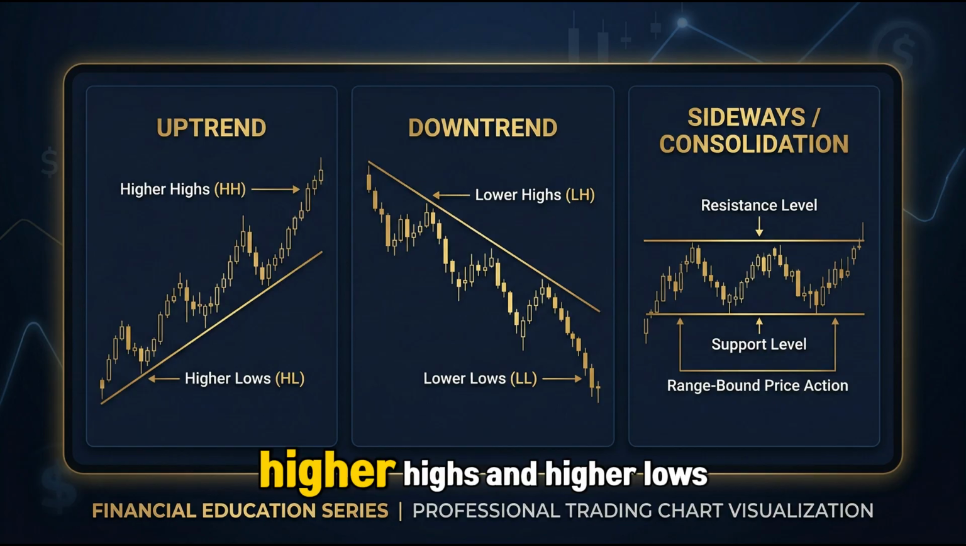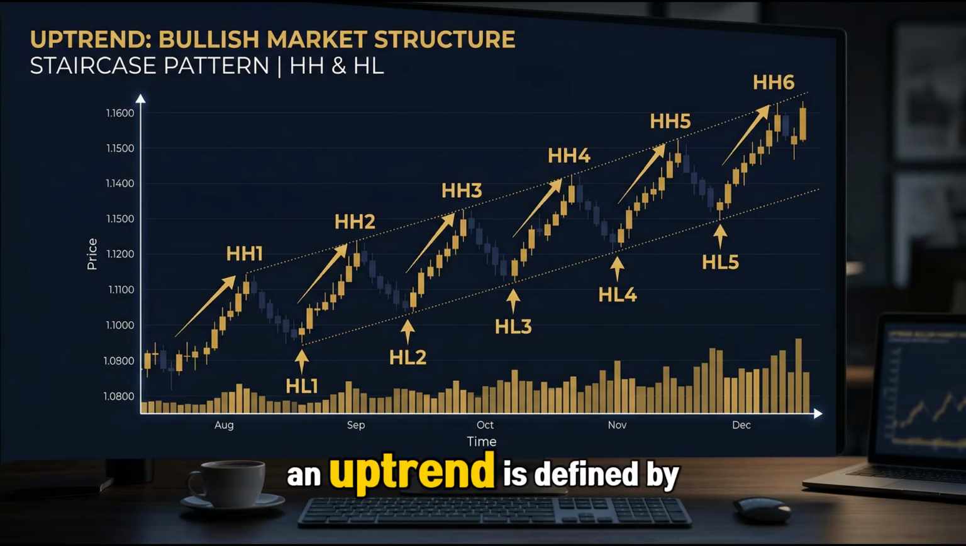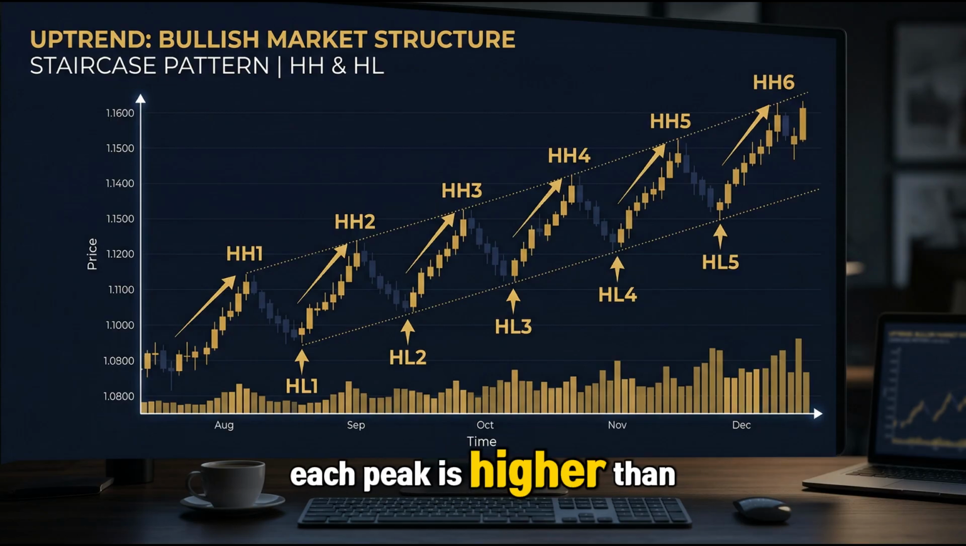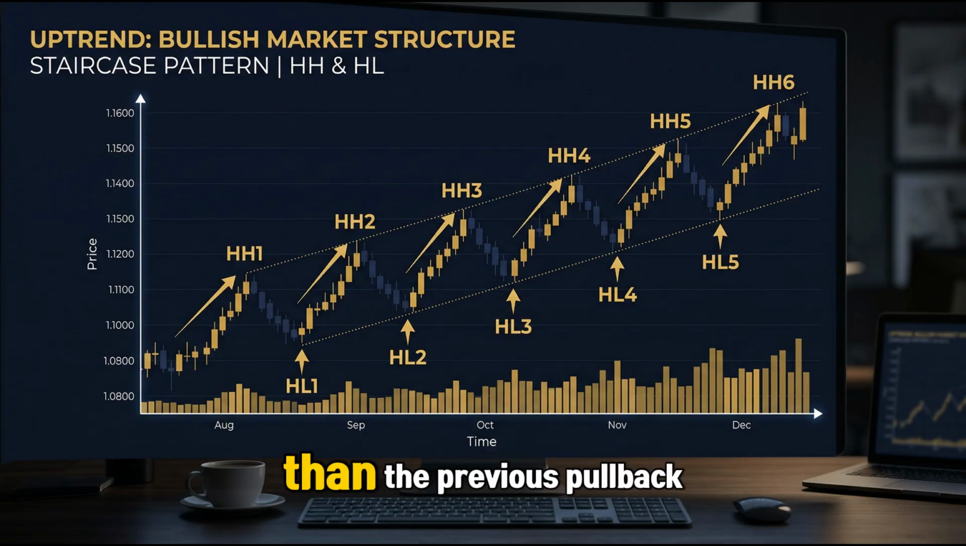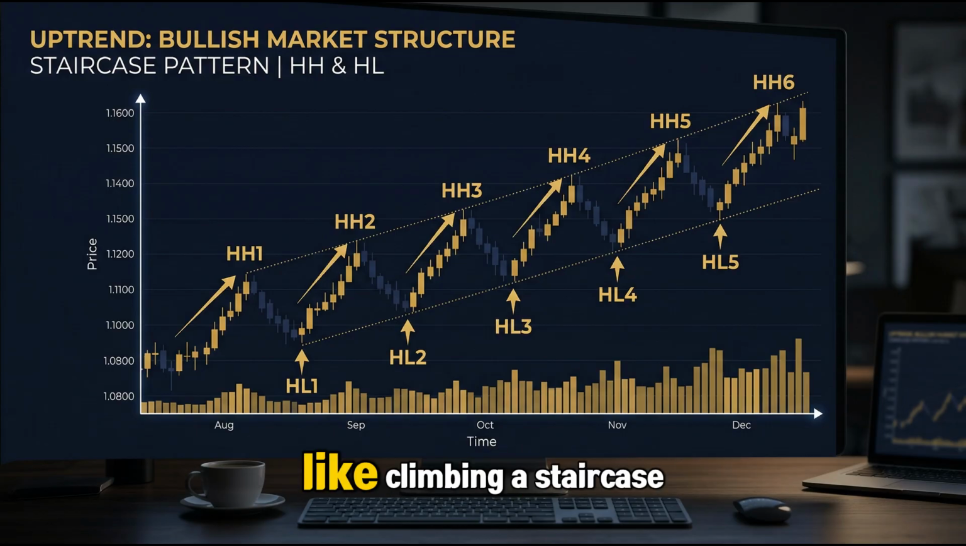Defining a trend: higher highs and higher lows. Okay, now that we can read individual candles, let's zoom out. How do we know if a market is trending up, down, or going nowhere? An uptrend is defined by a very simple pattern. Higher highs and higher lows. Each peak is higher than the last peak. Each pullback stops at a higher level than the previous pullback. The market is making consistent progress upward, like climbing a staircase.